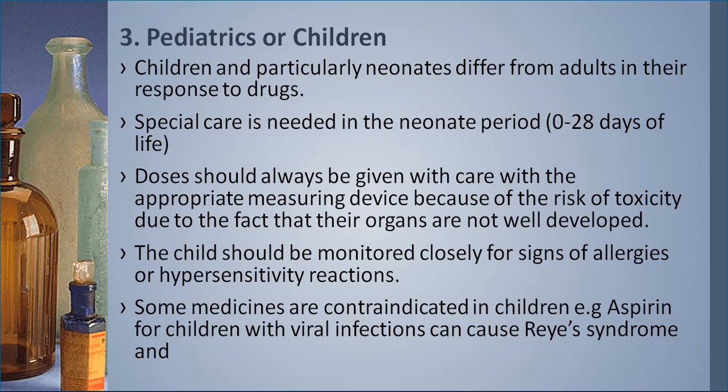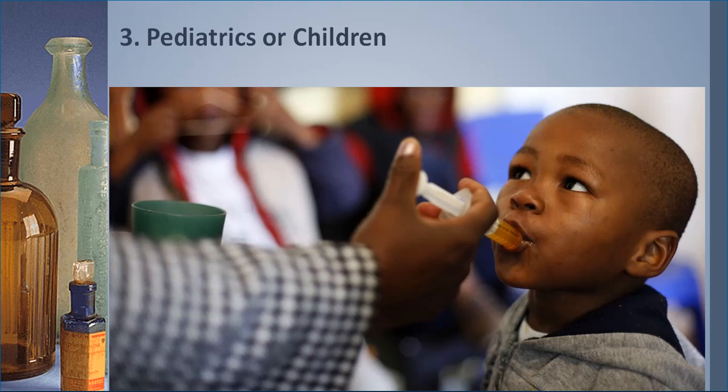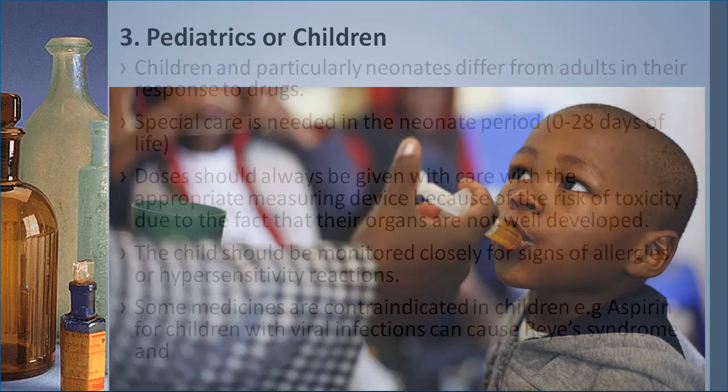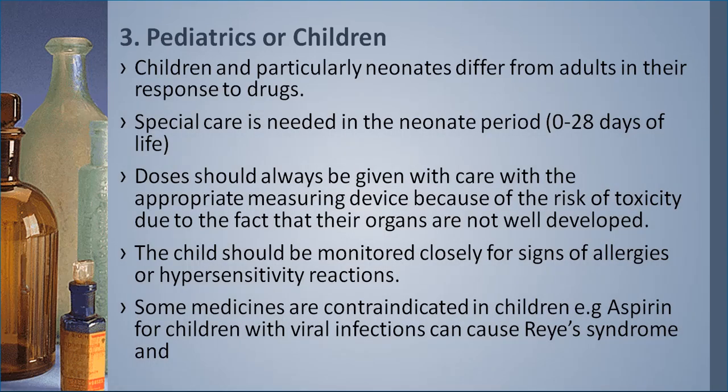The dose should always be given with care with the appropriate measuring device. Normally our advice, if you see the one the child is taking, they are using a syringe, and a syringe can give an accurate dose. Using a teaspoon or a tablespoon to measure medicines can be very dangerous for children. So it's best that we use the syringe like what you saw in the picture, or we use a measuring cup that comes along with the medicine. So the appropriate measuring device, because of the risk of toxicity due to the fact that their organs are not well developed.